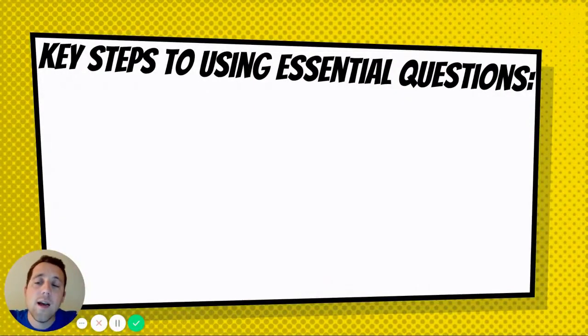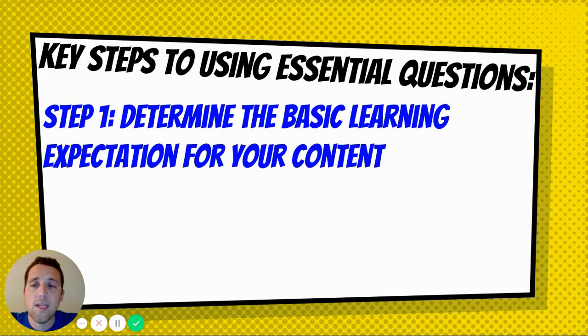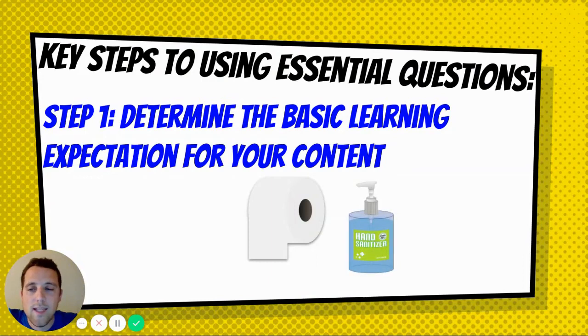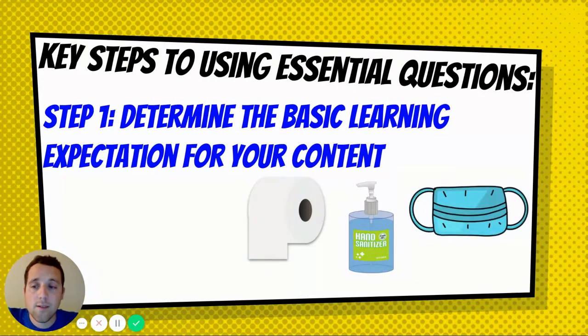There are 4 key steps to using the essential questions instructional strategy in your classroom. The first step is determining the basic learning expectation for your content. For example, let's look at our 3 objects again. We've got the toilet paper, the hand sanitizer, and the face mask. Let's say that the curriculum calls for students to understand the role that each of those objects took on during the coronavirus pandemic. So that's the basic learning expectation that I need to make sure students are able to accomplish.